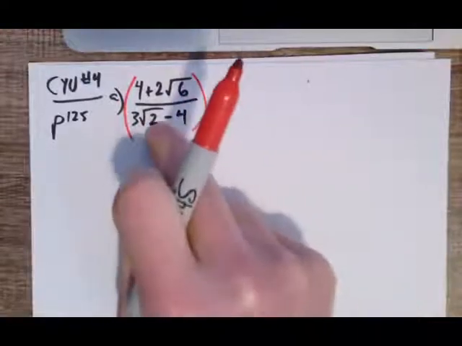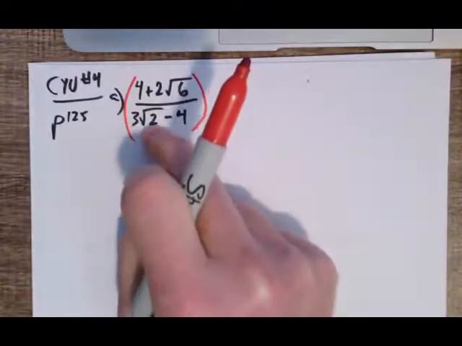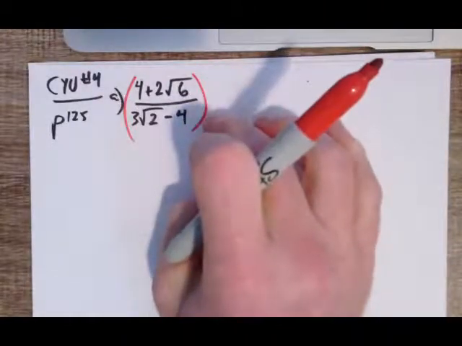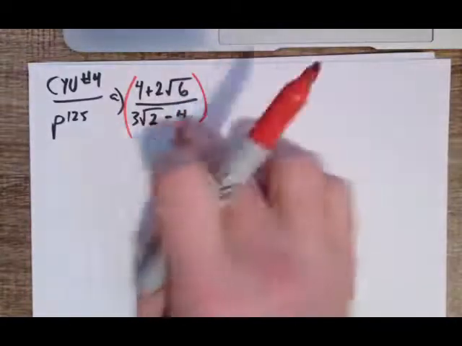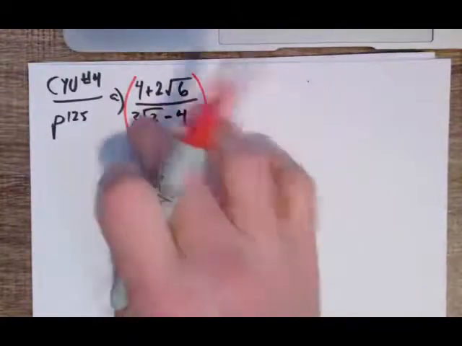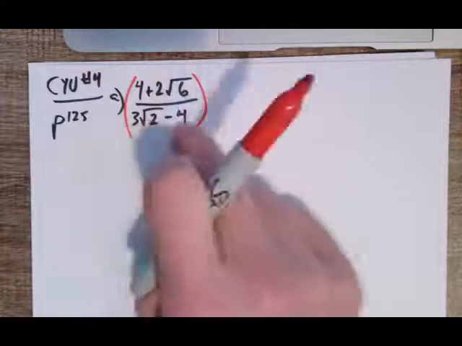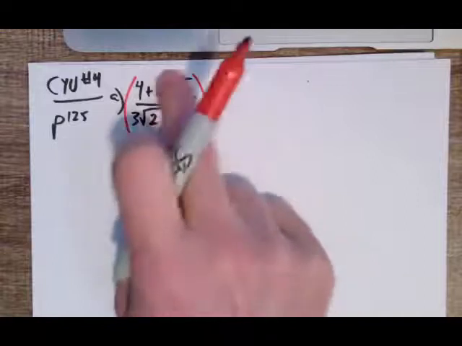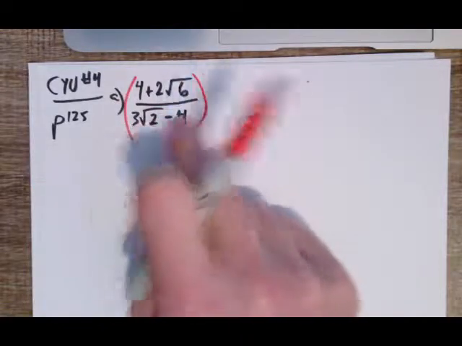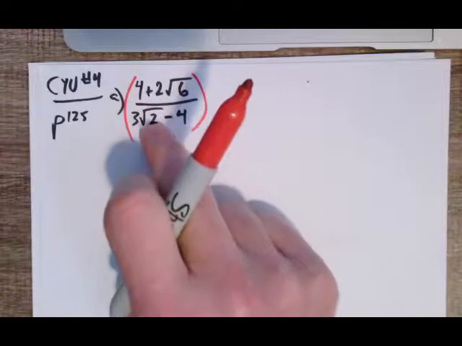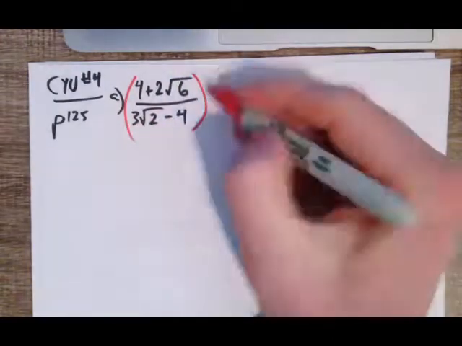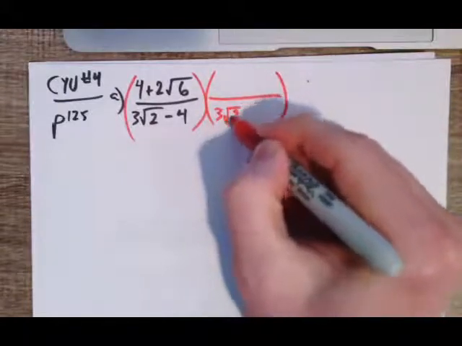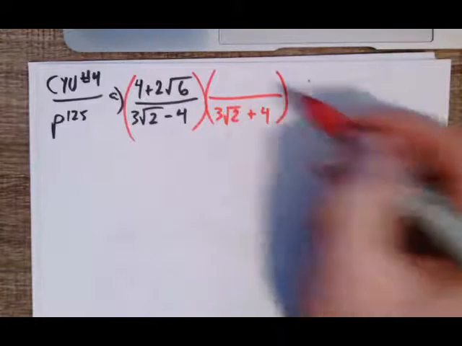If the only thing on the bottom here was 3 root 2, I could do 3 root 2 over 3 root 2. To be honest, I could just do root 2 over root 2, which gets rid of the roots, right? But it's more complicated here because there are 2 terms. So we have to ask, what would be the other half of this? Just the bottom, ignore the top. What would make this a difference of squares? What would we multiply this by? Well, it would be 3 root 2 plus 4.